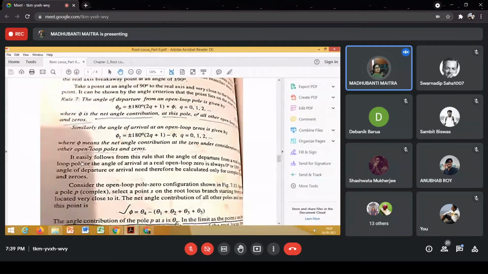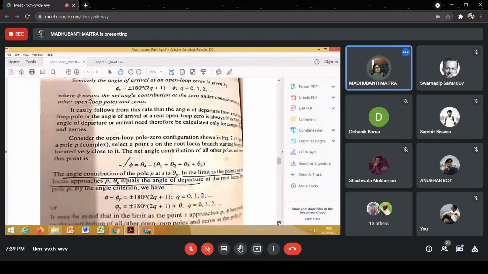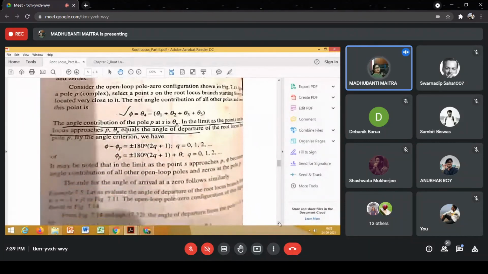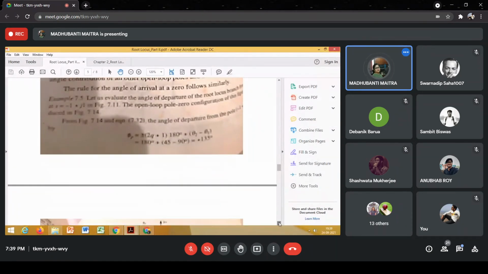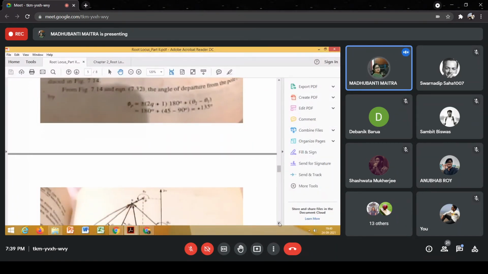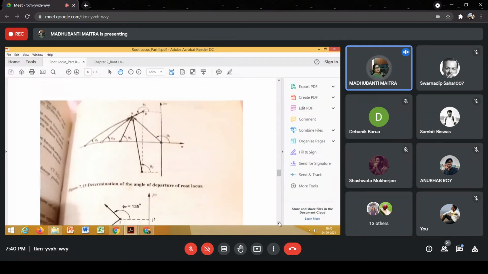And already we have discussed this. It easily follows from the rule or from any sketch that the angle of departure from a real open loop pole or angle of arrival at a real open loop zero is always 0 or 180 degree, right? So angle of departure should be calculated for complex open loop poles, or angle of arrival should be computed for complex open loop zeros. So here is one example.